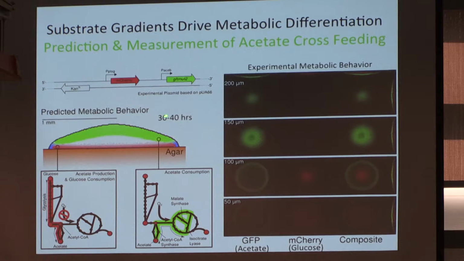So now, just a quick summary of what we see in those experiments is that after about 30 to 40 hours, we get a complete stratification of these cells. And because we have put in a two-colored plasmid, one looking at PTSG and the other one looking at the pathways involved with acetate secretion, we can see very clearly that these guys are consuming acetate.